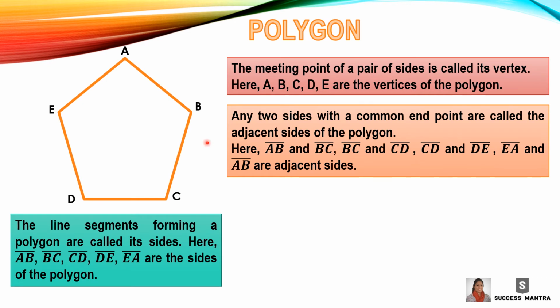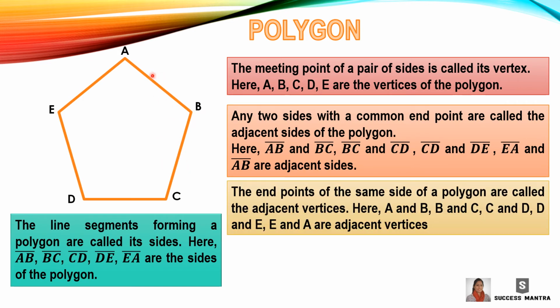Any two sides with a common endpoint are called adjacent sides of the polygon. So here the side AB and side BC have a common vertex B. So these sides are called adjacent sides of the polygon. And the endpoints of a side of a polygon are called adjacent vertices. So here in this side AB, A and B are said to be adjacent vertices of the polygon.